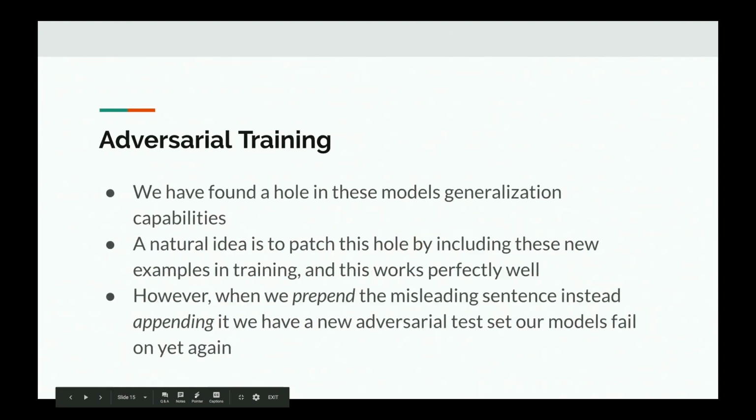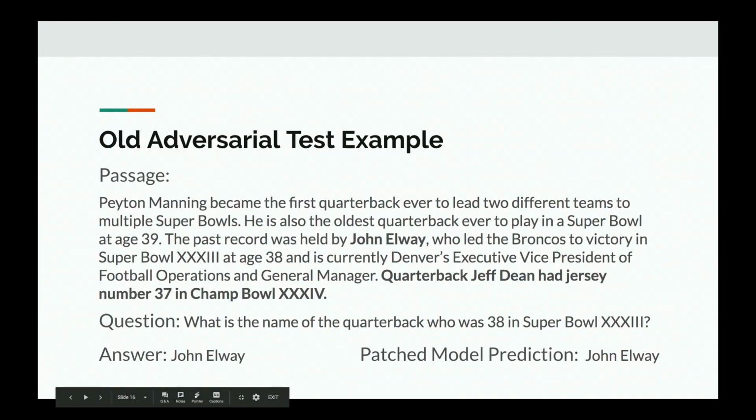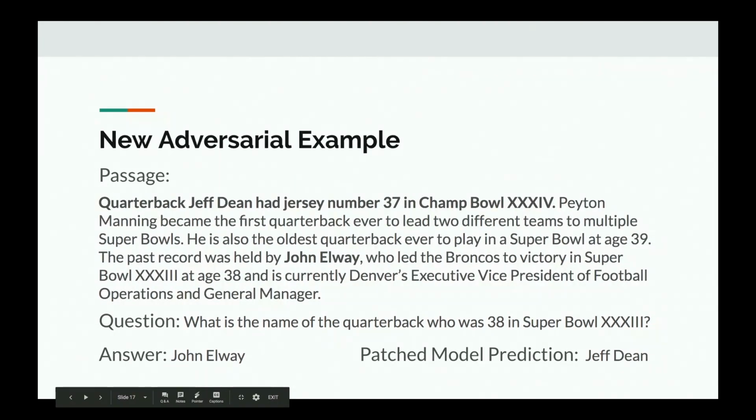But this new patched model, trained on these types of examples, is now vulnerable to a different adversarial testing set, one where we just prepend the sentence instead of appending it. And so now we see that this problem seems to be deeper than just throwing in more training data and having the model become more robust. Being trained on one perturbation of the data doesn't generalize to even similar perturbations like this.